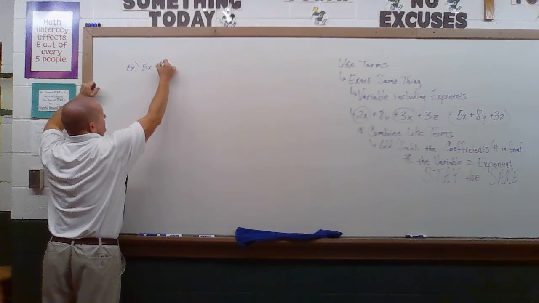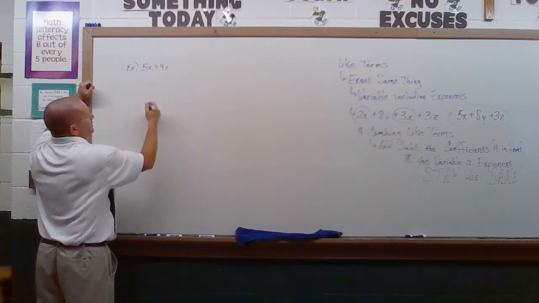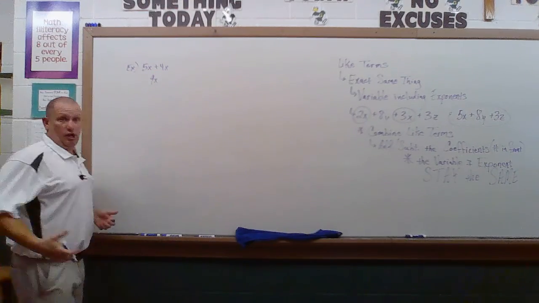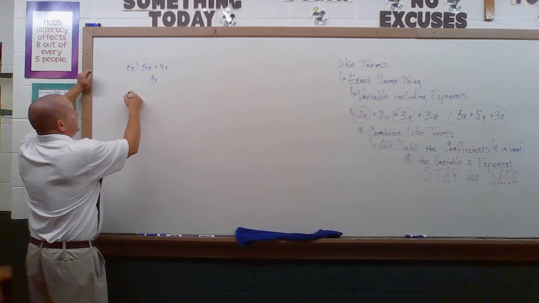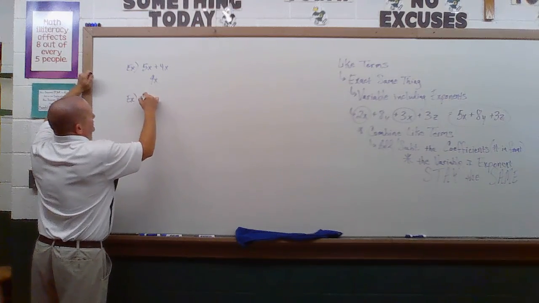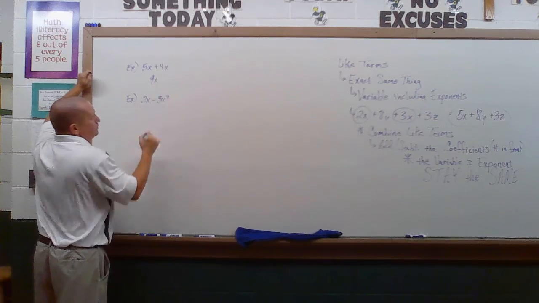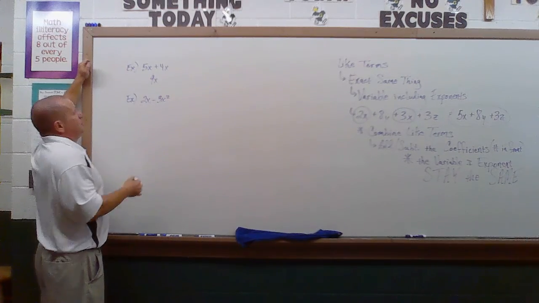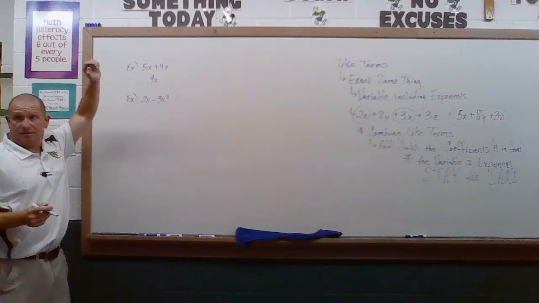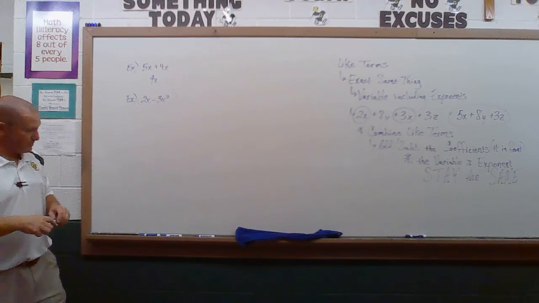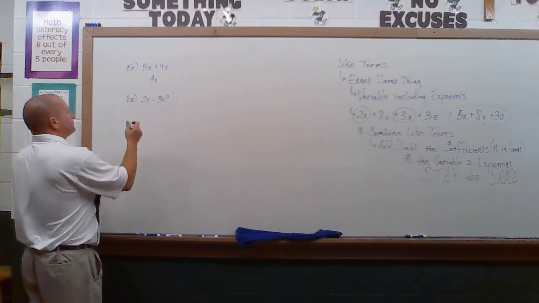All right, so we start out real simple. 5x plus 4x. What do we get? 9x. Everybody good? Simple enough, right? So if we go one step further and say 2x minus 3x squared, what's my answer? That's easy. The problem is my answer, right? Everybody good with those? That's about as simple as we can get, right?